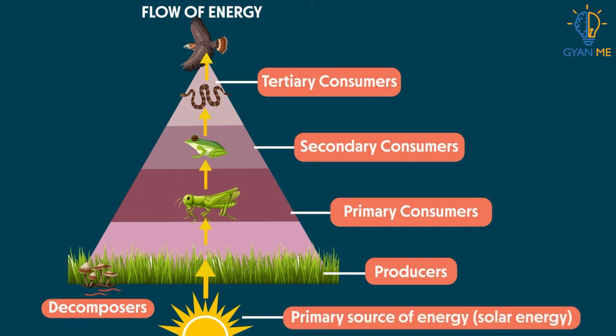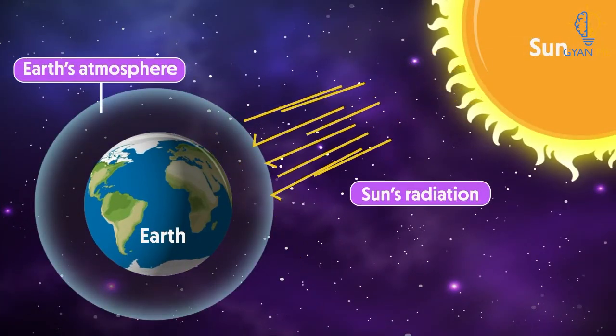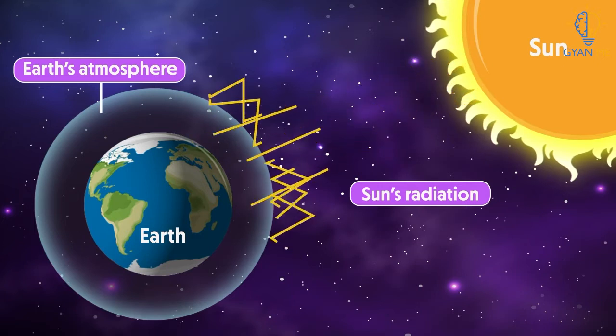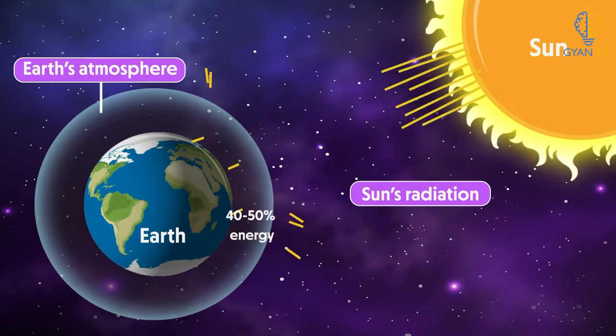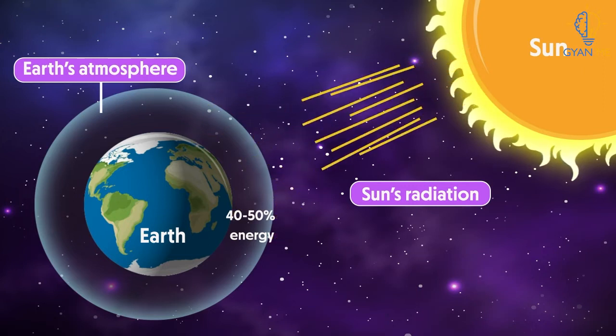We already know that for almost all organisms on Earth, the primary source of energy is the solar energy. It will be amazing for you to know that most of the sun's radiation that falls on Earth is usually reflected back into space by Earth's atmosphere. Overall, we receive only about 40 to 50% of the total radiant energy from the sun.